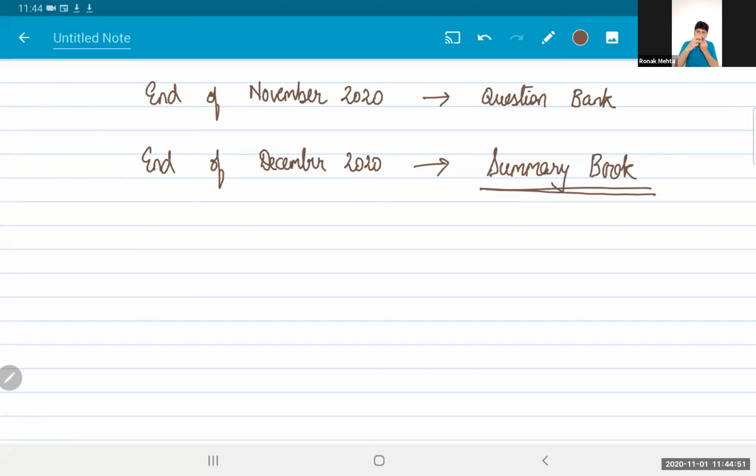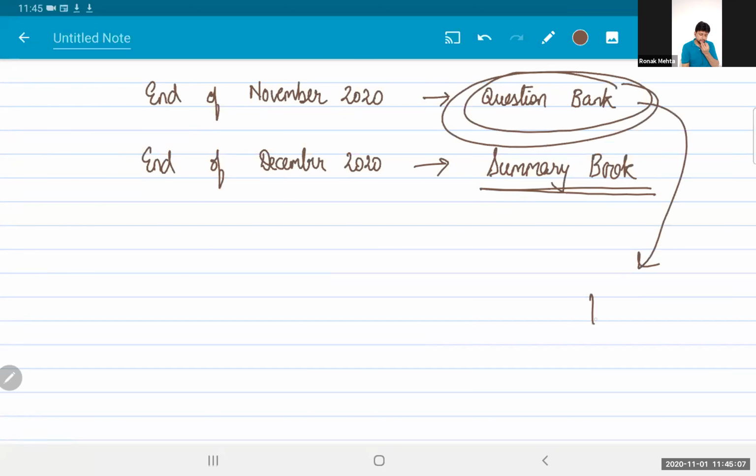The summary book will contain a separate chapter where all the amendments will be put together. And those amendments will be there in the respective chapters also, but a list of amendments will be there in the summary book. Question bank will help you in practicing.